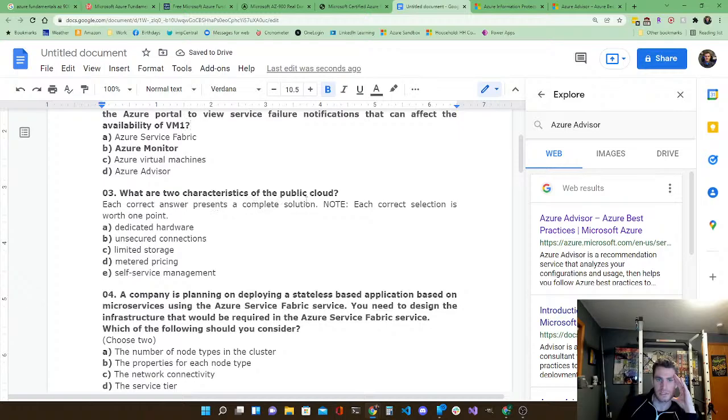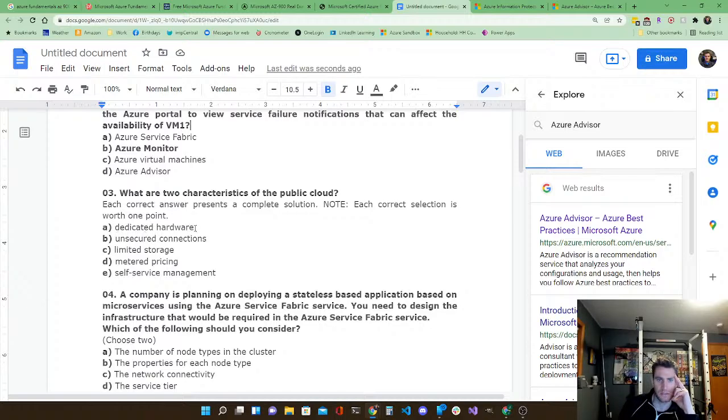What are two characteristics of the public cloud? Each correct answer presents a complete solution. Each correct selection is worth 1 point. Each correct answer presents a complete solution. Okay, so just because we have two, they're counting as 1 point each, I think is what they're saying.